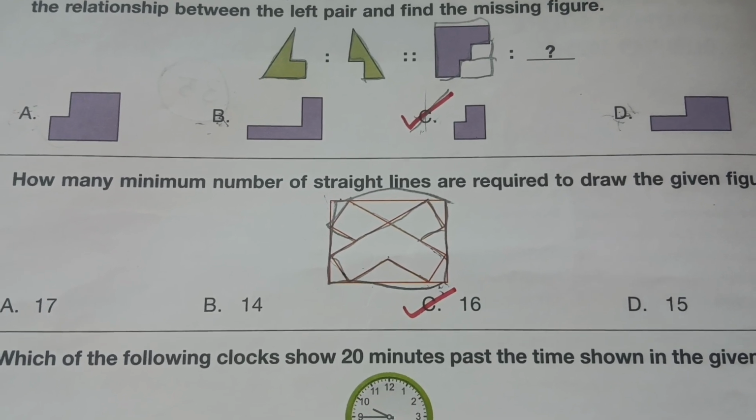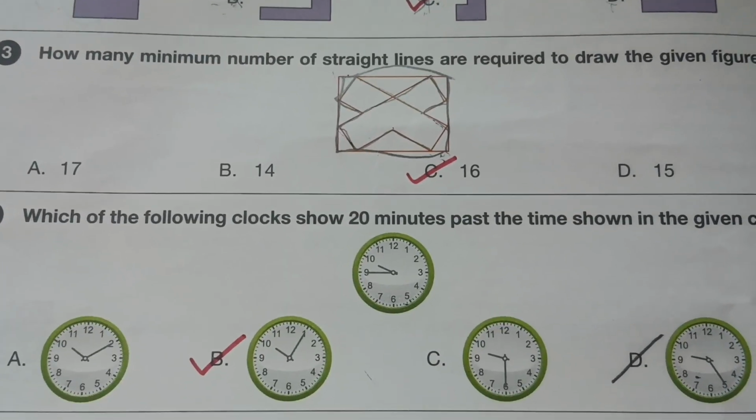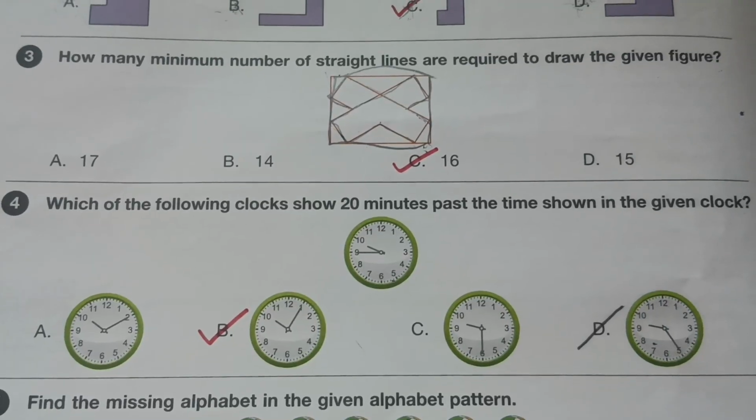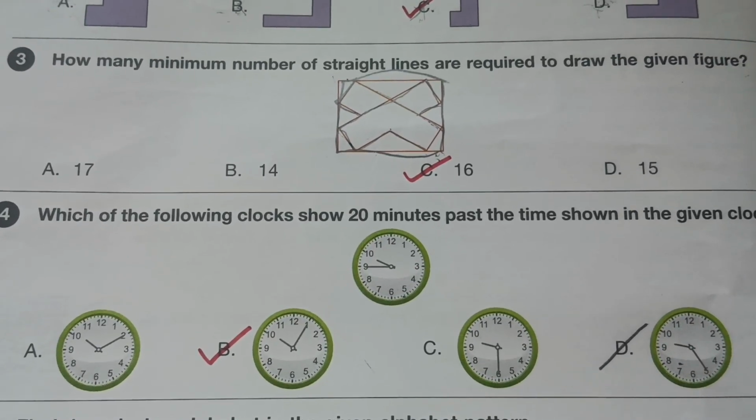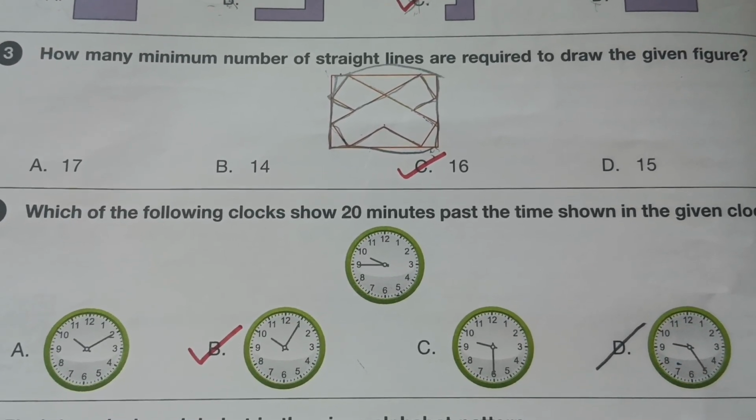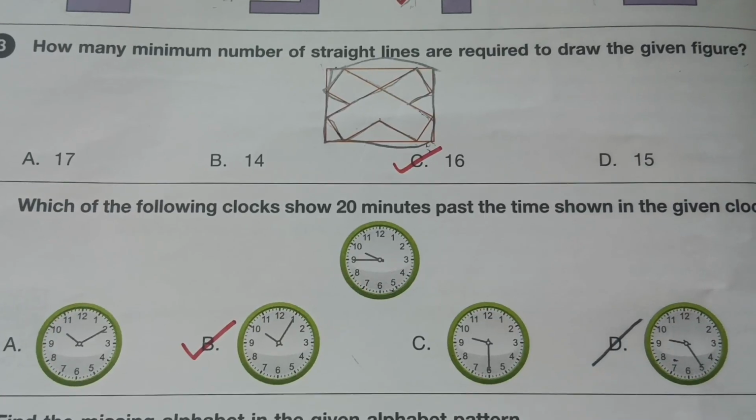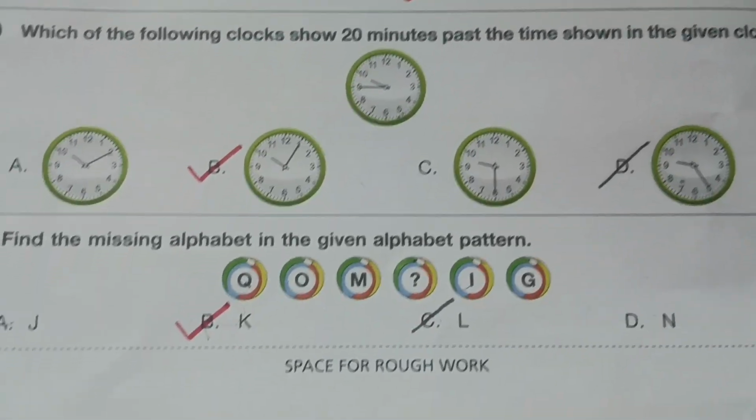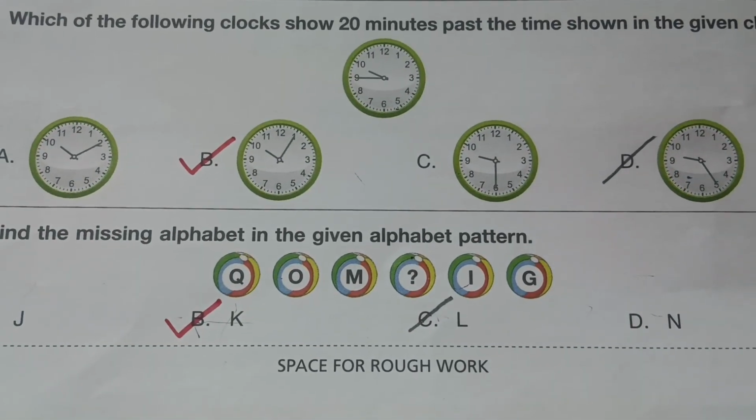It's 16 straight lines. Which of the following clocks shows 20 minutes past the time shown in the given clock? The given clock shows quarter to 10. So after 20 minutes it becomes 5 past 10. Option B. Find the missing alphabet in the given alphabet pattern.